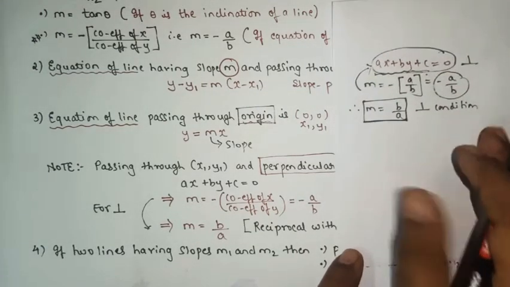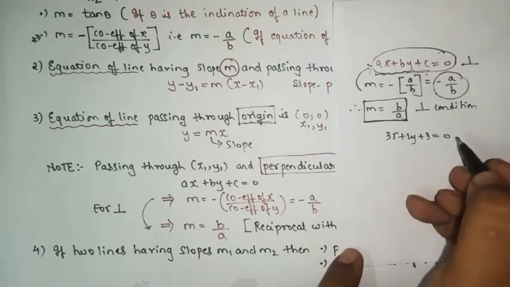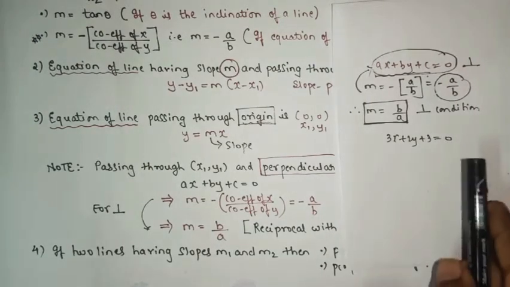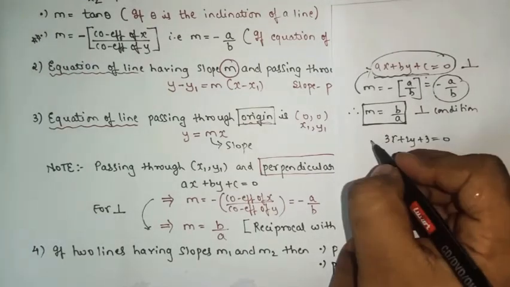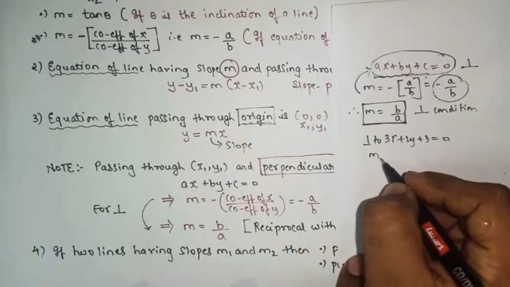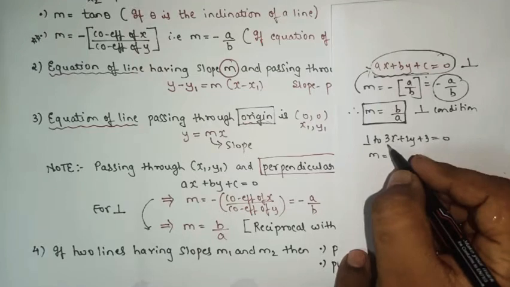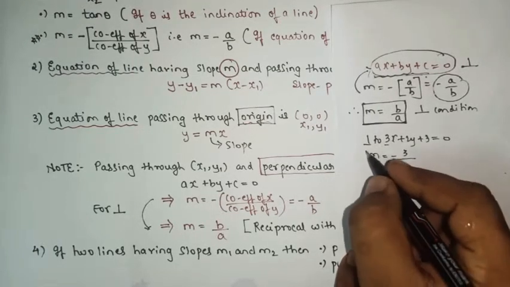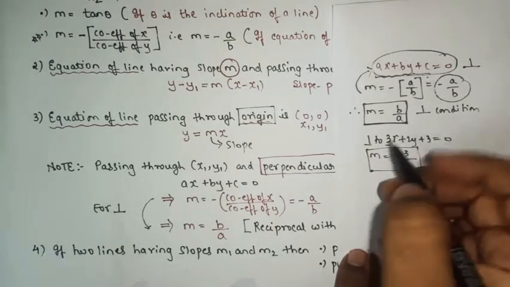So we'll take one example, and you will come to know. If I say 3x plus 2y plus 3 equal to 0 is a line, and there is a line passing through x1 y1 and perpendicular to this line. In the first case you will find the slope by using the formula minus coefficient of x upon coefficient of y. Here the coefficient of x is 3 and the coefficient of y is 2. So here we got a slope, yes or no. This is not the actual answer for the perpendicular.